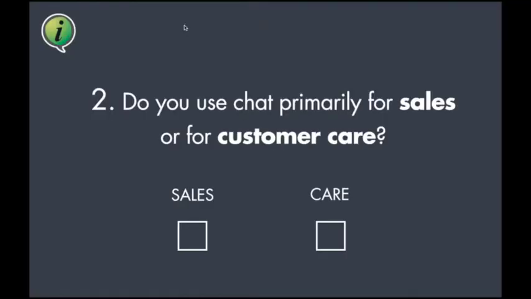That leads us to the second question I'd like to ask you today, which is, if you do use live chat, do you use it primarily for sales or for customer care? Generally, it's a bit of both, but what is your primary objective with customer online chat?